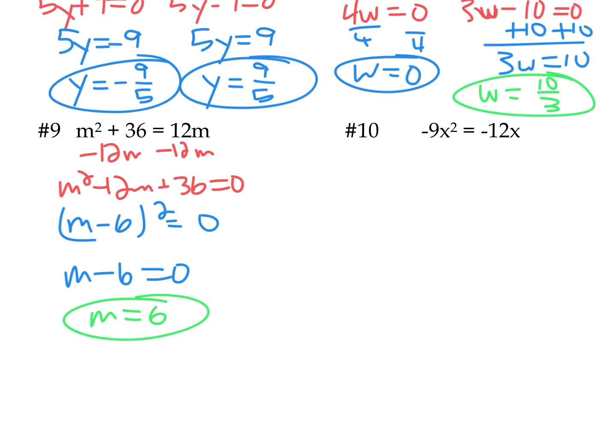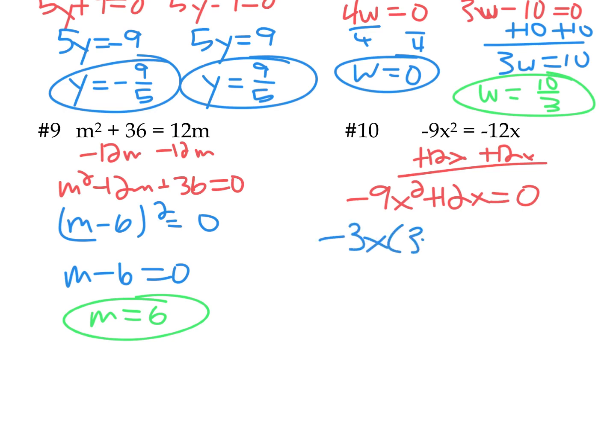So now in number 10, I can add 12x to both sides, and we get negative 9x squared plus 12x equals 0. Make sure it's equal to 0. Now look for factoring. This is one where I have a greatest common factor. I can factor out a negative 3x, giving 3x minus 4 equals 0. Factor that negative out, which is nice.